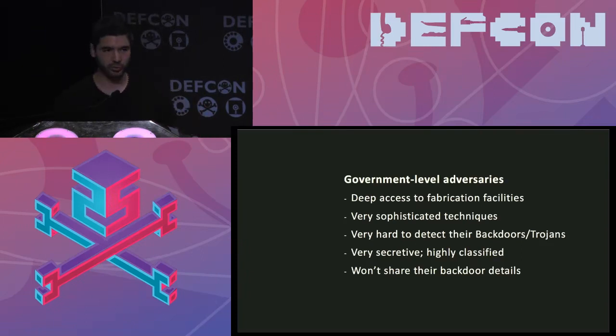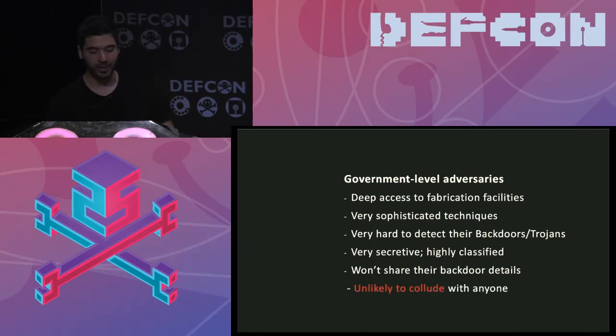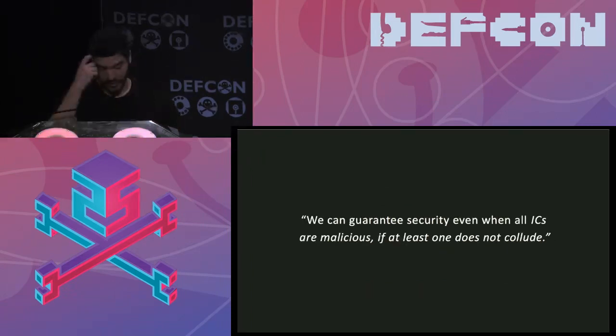And if you detect one, usually you're not sure if it's an error or a bug or a manufacturing mistake or an actually malicious act. However, they're very secretive, and all those things are highly classified, and there is no chance that they will share the details of their backdoors with anyone. And we were thinking if we could exploit this somehow. So what this entails is that they are unlikely to collude or cooperate with any other adversary. So if you remember, the MPC protocols, multi-party computation protocols, provide security guarantees against another class of adversaries: adversaries that are all malicious, but they don't cooperate.